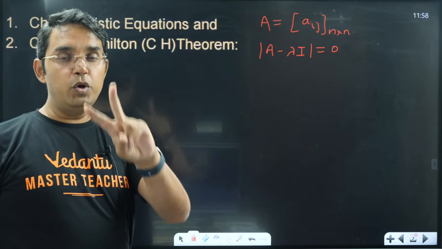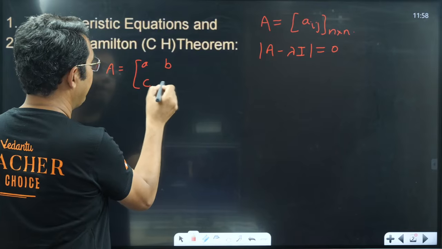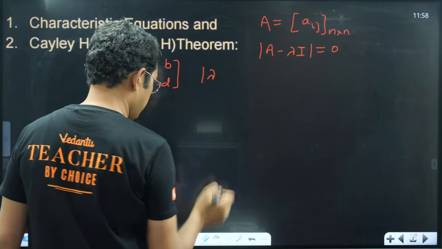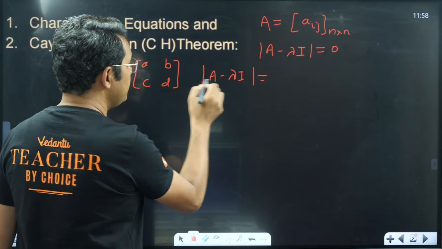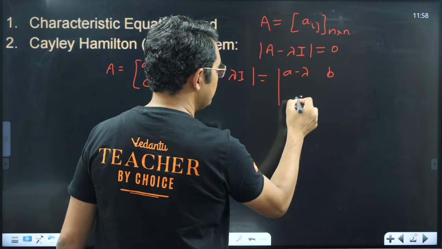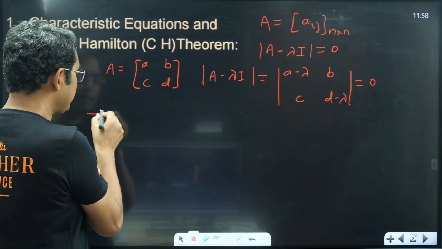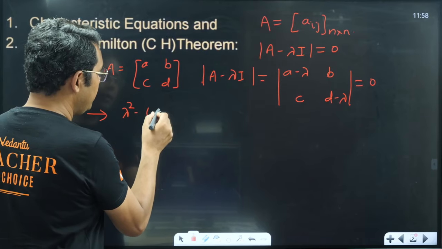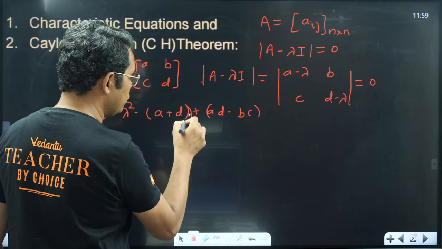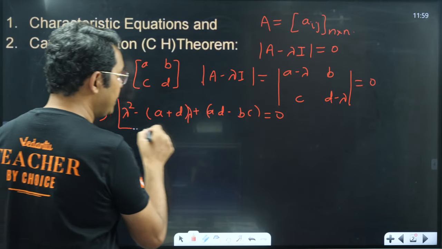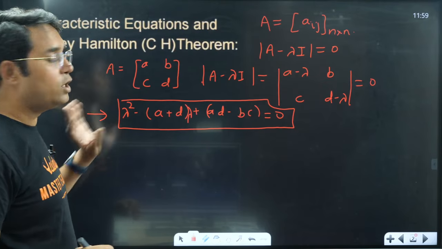I will explain this through 2 into 2 and 3 into 3 order matrices. Suppose A is [a b; c d]. Then this determinant of A minus lambda I means |a minus lambda, b; c, d minus lambda| equal to 0. If you open this determinant and simplify it, you will get lambda square minus (a plus d) lambda plus (ad minus bc) equal to 0. So this quadratic equation in lambda is actually the characteristic equation of this matrix A of order 2 into 2.